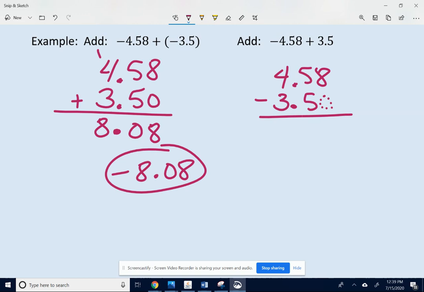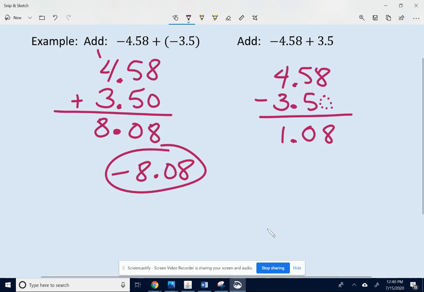Okay, 8 minus 0 is 8. 5 minus 5 is 0. 4 minus 3 is 1. Okay, 1.08. Okay, but now we need to think about the sign. So we're adding a negative to a positive. So we subtract and we get 1.08.